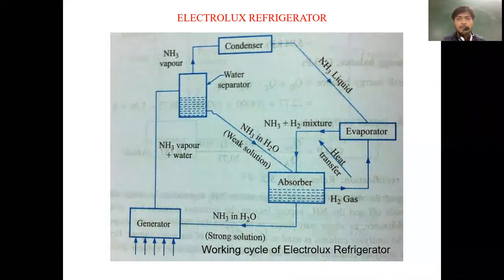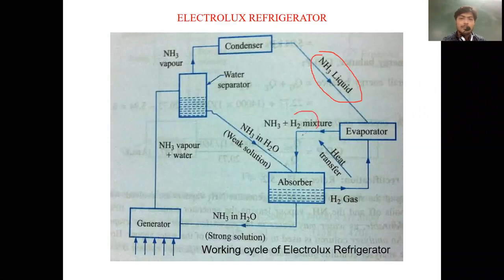One is ammonia, which is the refrigerant. Another is H2O, that is water, as an absorbent. And the other is H2, which is used to increase the evaporation rate of ammonia. So H2O as an absorbent, ammonia as a refrigerant, and H2 to increase the evaporation rate of ammonia.